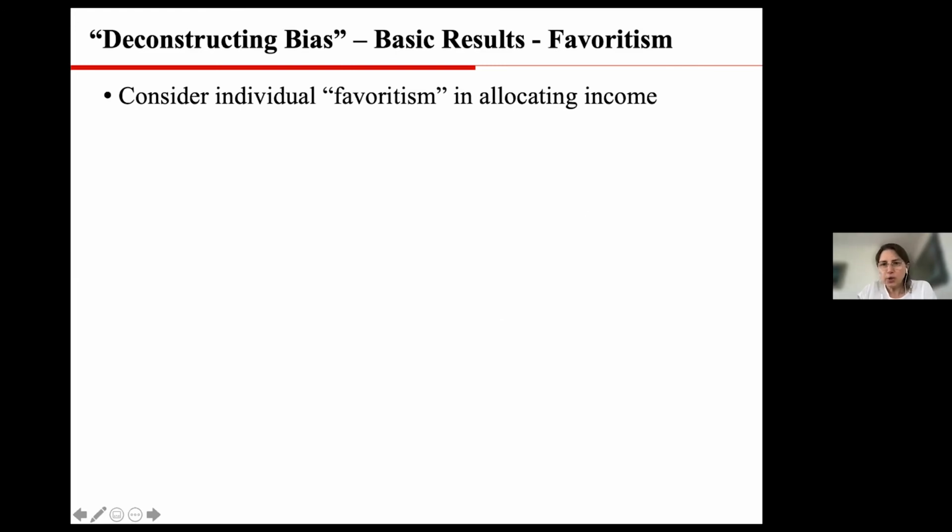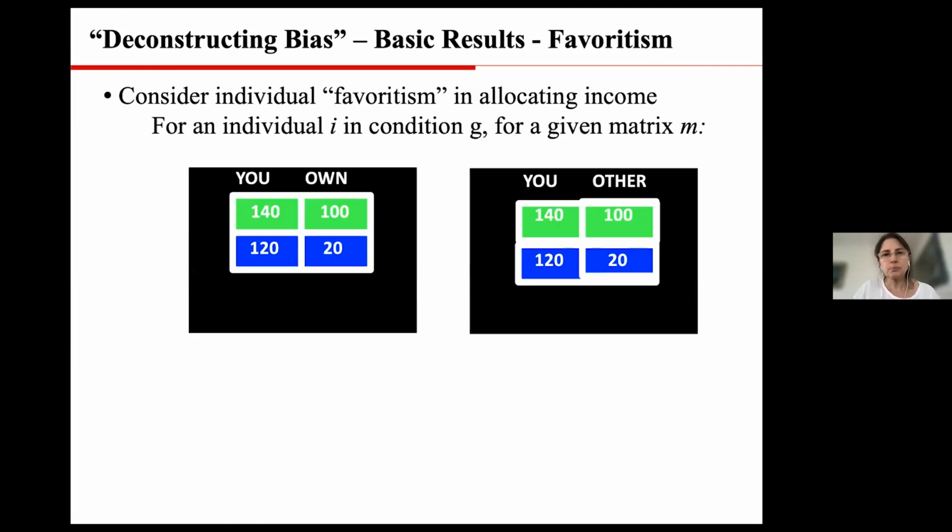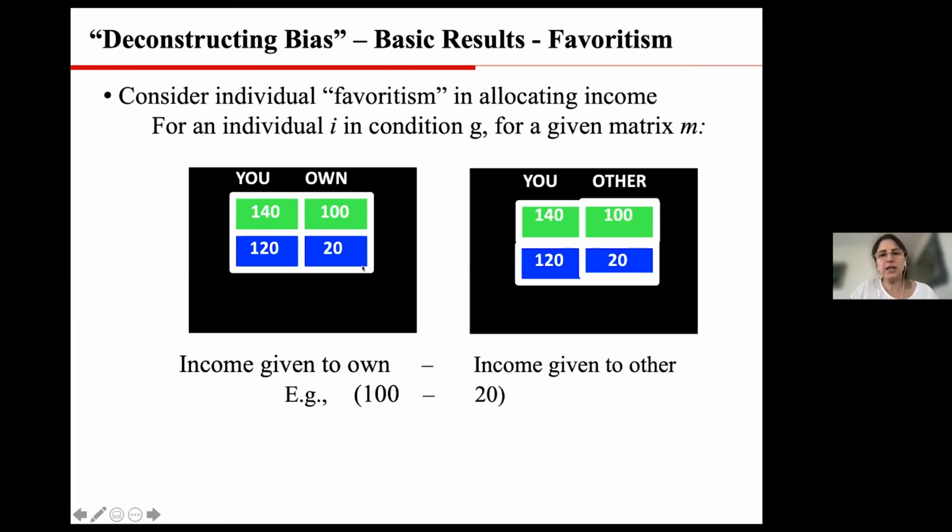Okay, so what are the results? The first thing we did was take a look at the raw data and look at individual favoritism in allocating income. So for individual i in condition g, for a given matrix, let's calculate the difference between the money given to somebody in the person's own group versus the income given to somebody in the other group. This is the same matrix, exactly the same matrix. There are 26 of these matrices.